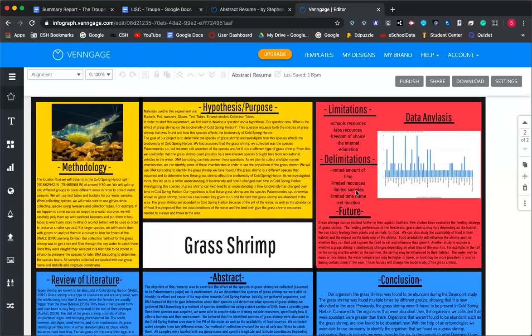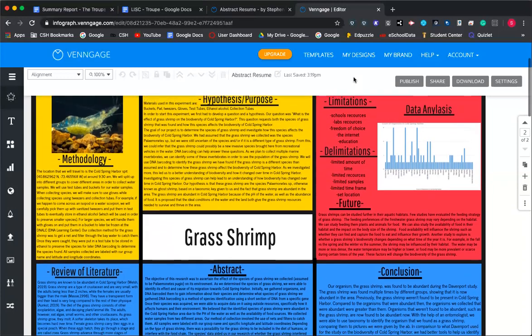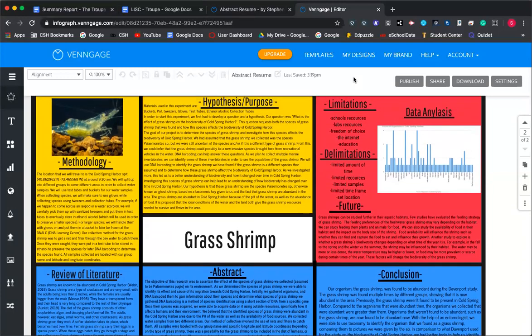For this, we could infer that the grass shrimp could possibly be a new invasive species brought here from recreational vehicles in the water. DNA barcoding can help answer these questions. As we plan to collect multiple marine invertebrates, we can identify some of these invertebrates in order to see the population of grass shrimp. We will use DNA barcoding to identify the grass shrimp we have found if the grass shrimp is a different species than assumed, and to determine how these grass shrimp affect the biodiversity of Cold Spring Harbor.